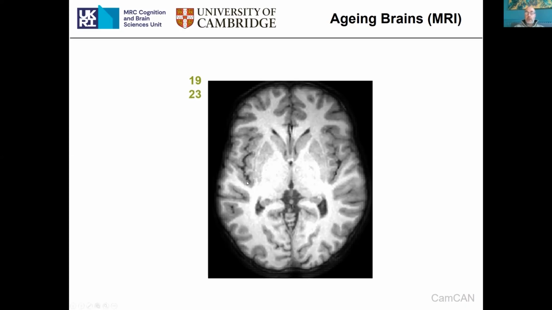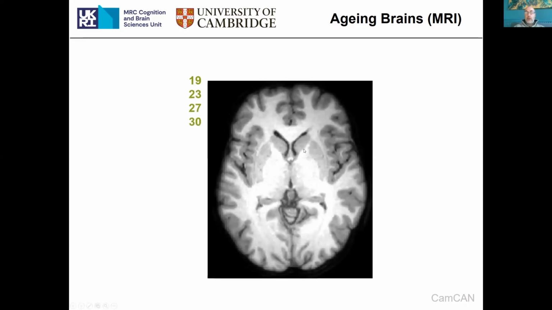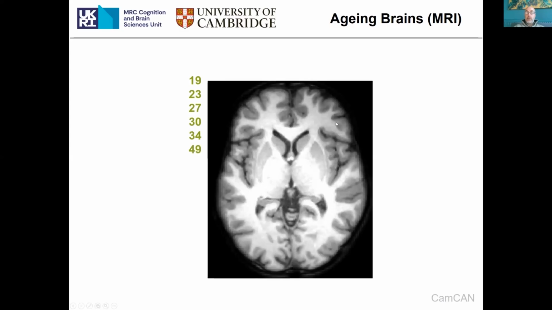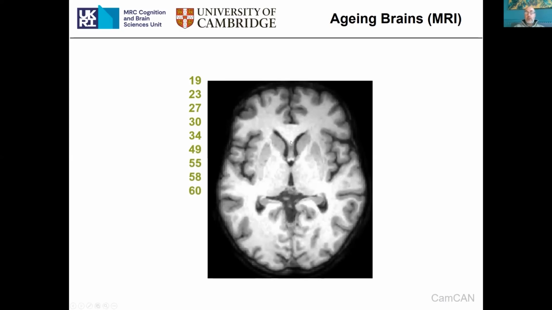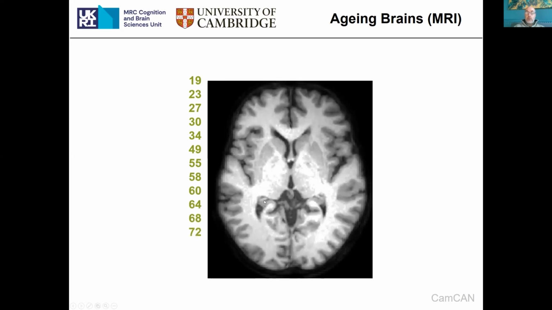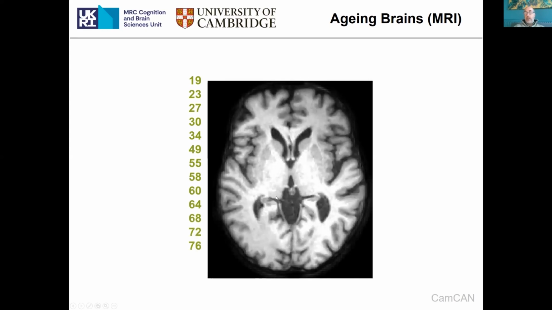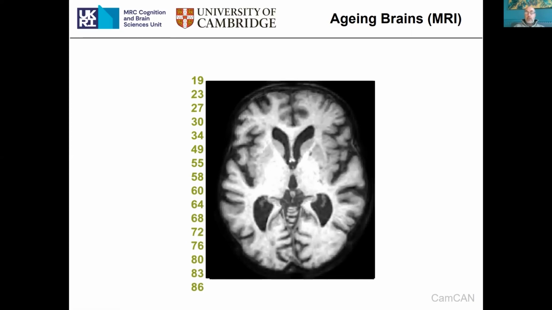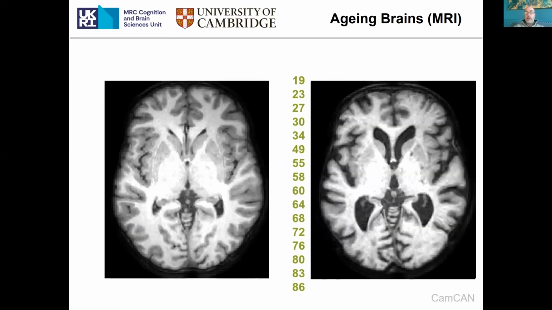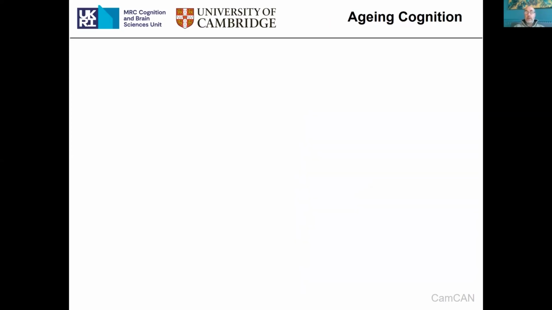You can still see, if you look closely now, gradual thinning of the grey matter around the edge, a reduction in the white matter, and as a consequence, the ventricles, which are these darker regions in the middle, tend to get enlarged in old age. So if I now show you the 86-year-old on the right and the 19-year-old again on the left, you can see what dramatic effects aging has on the structure of the brain. These images are from the CamCAN dataset, which I'll talk about later.